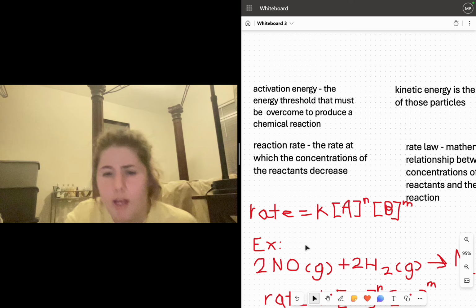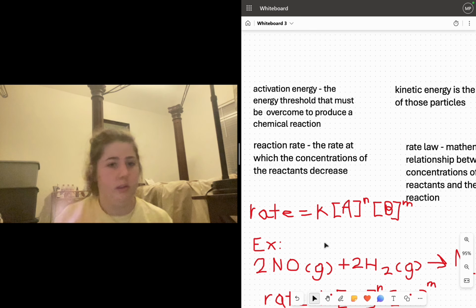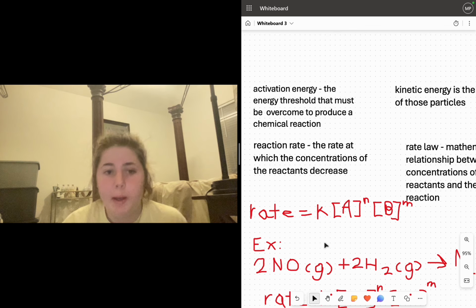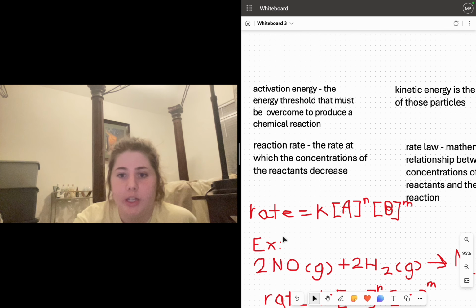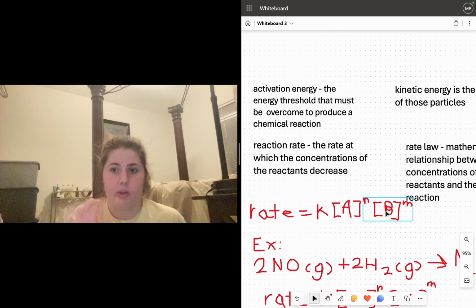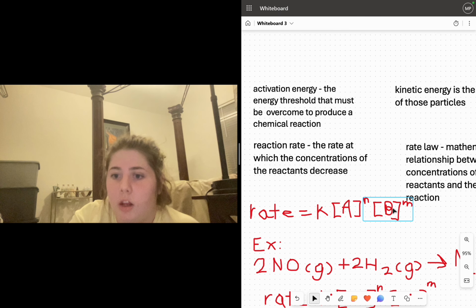formula right here. This is the one that I got from the Edpuzzle video. I noticed that in the PowerPoint, instead of the N's and M's, they had X and Y, but that was basically the only difference. But for this equation, it's rate equals this K, which is the constant, and then A and B are whatever reactants you're working with. You're going to fill those in for those. And then N and M are the exponents that we're going to figure out later.